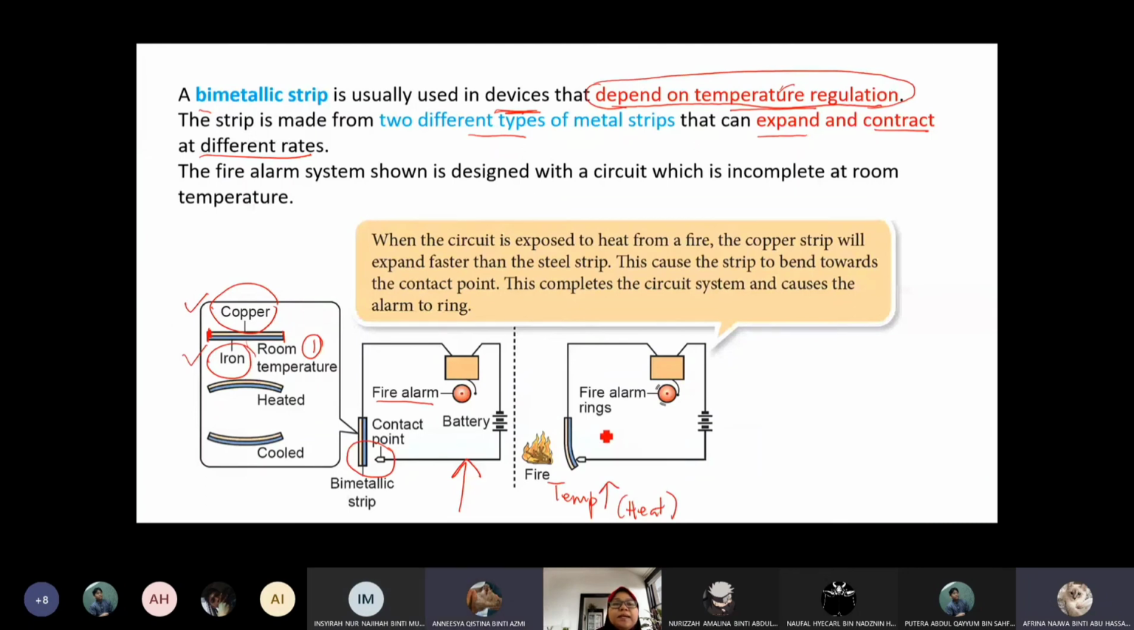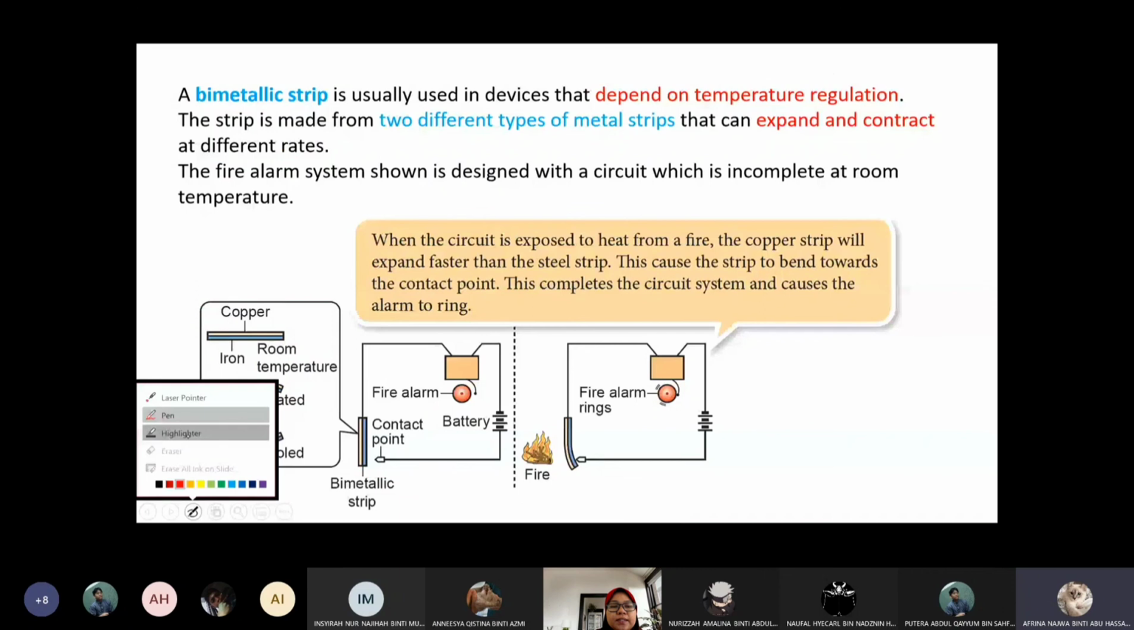Yeah, the bimetallic strip will expand. However, the rate of expansion is different. Okay, now look at this diagram here. Okay, so now look at this.